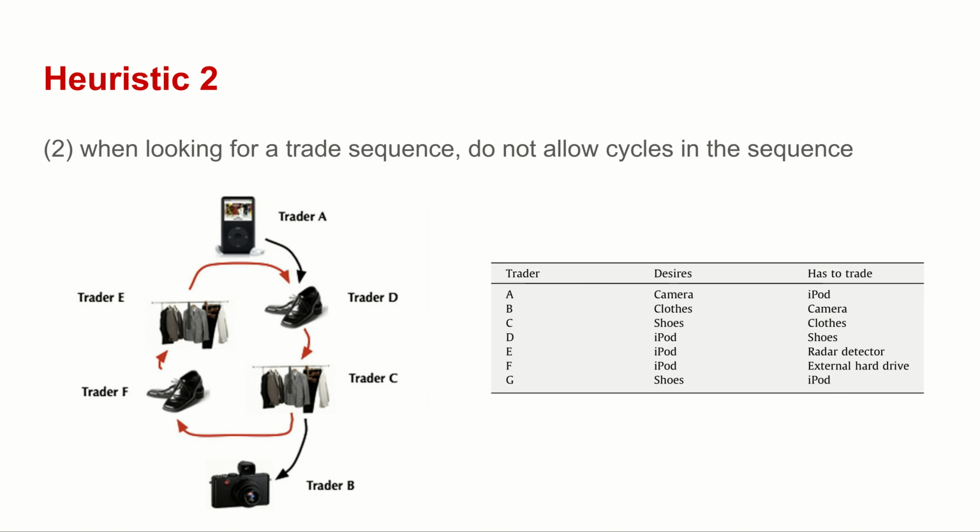The second one is pretty self-explanatory. When looking for trade sequences, do not allow cycles in the sequence. This can cause the algorithm to repeat itself until all possible and appropriate trading pairs in the trading pool are exhausted, as per the paper. So to stop this, the algorithm simply says you can't repeat the same one, and that stops all cycles from happening.